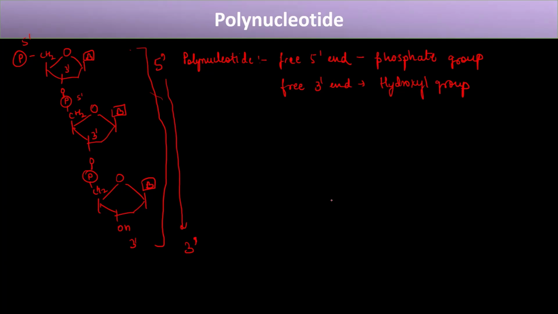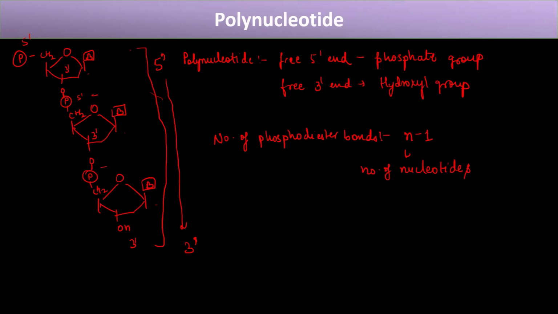Okay. Now, the second thing: how many phosphodiester bonds will be present in a polynucleotide? It will be n-1. How? Here we have 3 nucleotides, right? 1, 2, 3. And if we talk about the phosphodiester bonds, how many do we have? We have 1 and 2, right? So the number of phosphodiester bonds will be n-1, where n is the number of nucleotides. So if a polynucleotide chain is of 10 nucleotides, then 9 phosphodiester bonds will be formed.